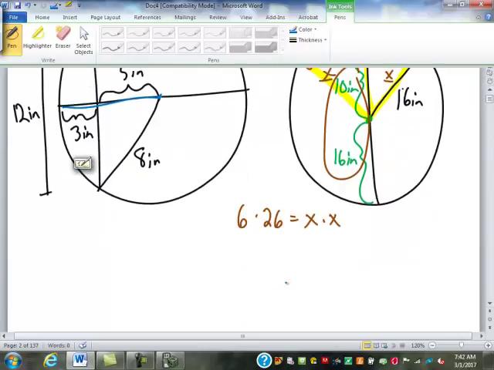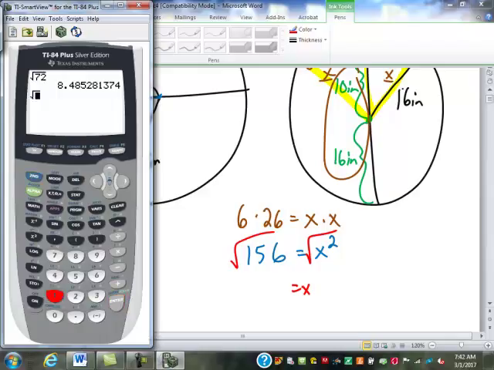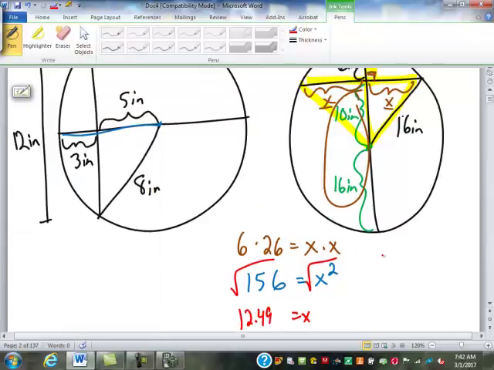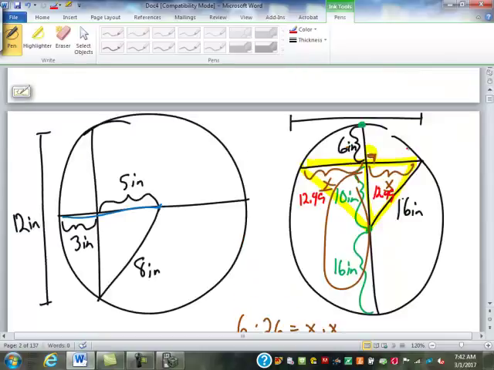So what is 6 times 26? 156. X times x, of course, is x squared. So then what do we have to do? Square root. So square root of 156, 12.49. So x is 12.49. So the whole chord is 24.98 inches.